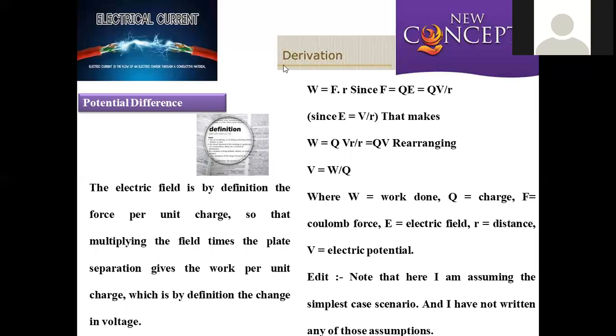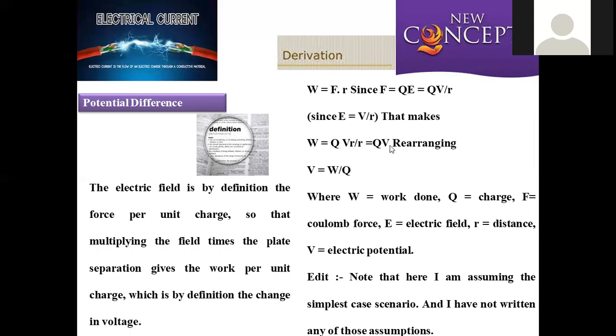So here is the definition for this one, and let us derive this equation. W is equal to F into R, since the force F is equal to Q into E. Now E is replaced, where E is equal to V by R. We are going to substitute the known parameters here. So based on this, W is equal to Q into V R by R, right? So V R by R gives QV. Rearranging this equation, what happens? W is equal to QV.